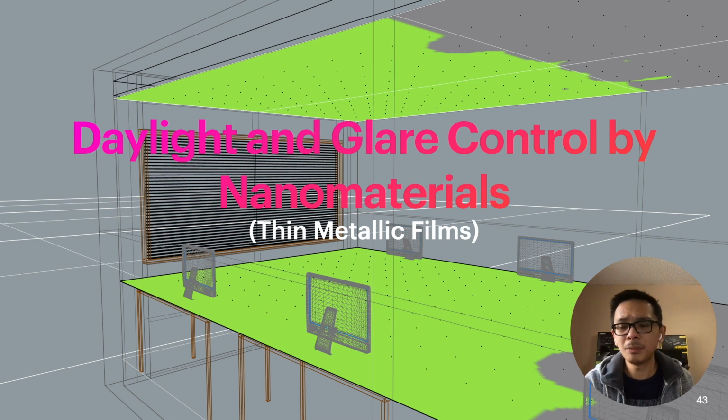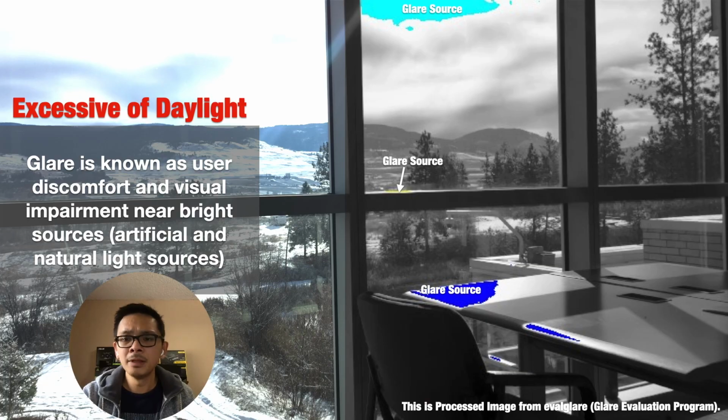So lastly, we apply this multiscale approach to daylight and glare control by nanomaterials for the multiscale models, because we know the excess of daylight in work environments can cause issues for those working near the windows. They cause glare as well as potential heating. And we know thin films are one of the exciting technologies commonly applied to window glass.